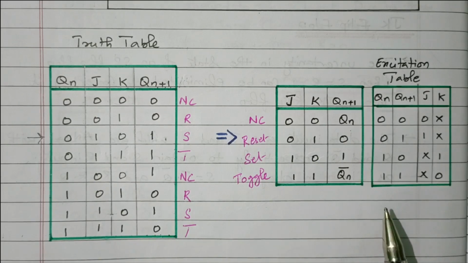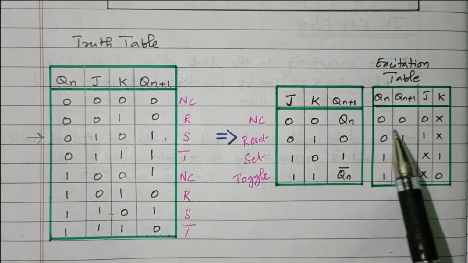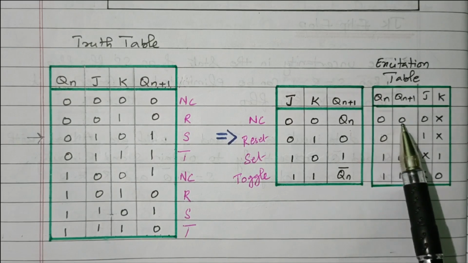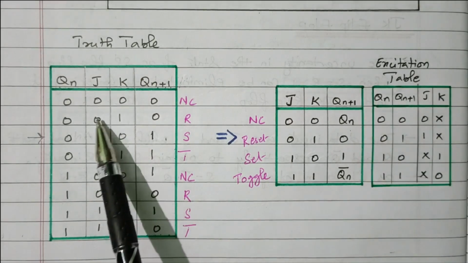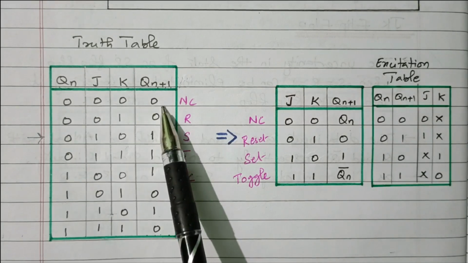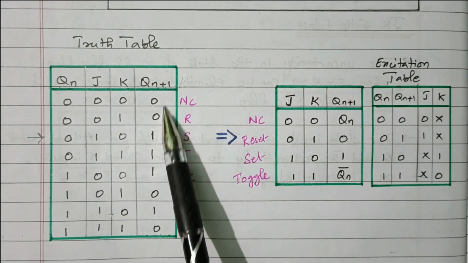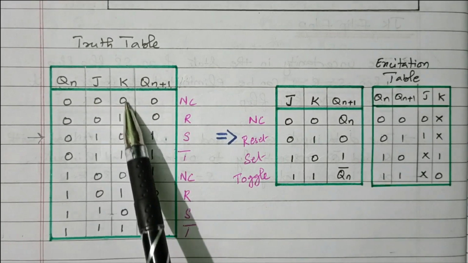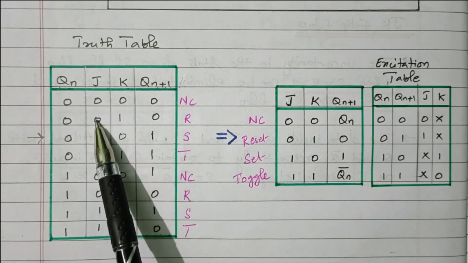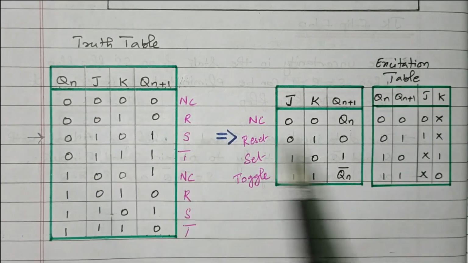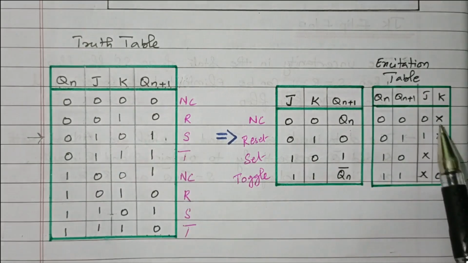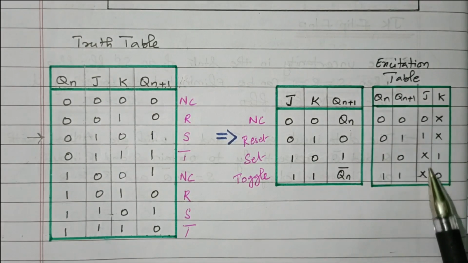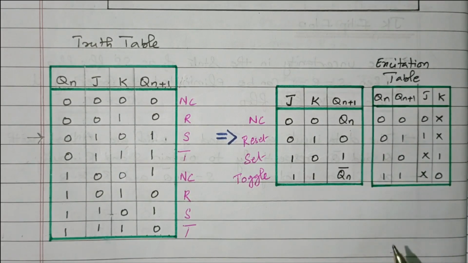I think you are able to understand. I will explain once again the first case. Qn equal to 0, Qn plus 1 is 0. What is the input? The first two are the same. Qn is 0, Qn plus 1 is 1. These two are available. In these two we have to verify the input. J is 0 in both cases, so it is 0. But K may be 0 or 1, so it is given as X. Like that we identify all four combinations. This is called an excitation table.